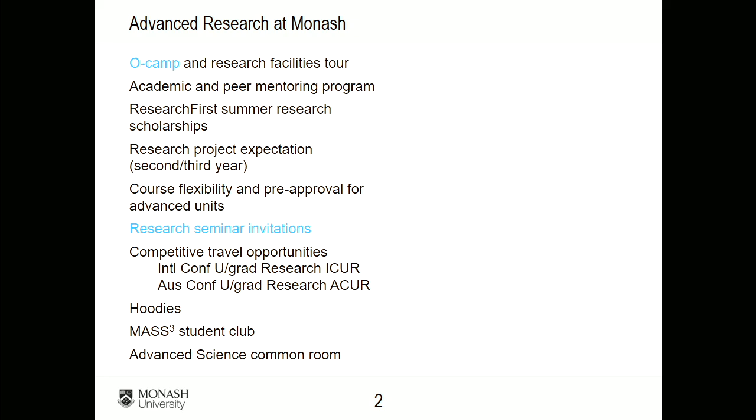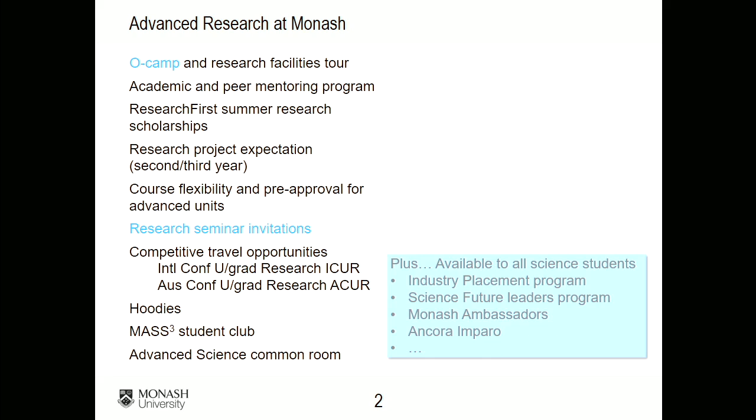You also have your own common room as well. So we have the Science Student Lounge, and then we have the Advanced Science Common Room as well, which is available to you guys. And you also have all of the other opportunities that are available to students who are enrolled in a straight Bachelor of Science. So that includes things like your industry placement programs, Science Future Leaders program, Monash ambassadors, so a whole host of opportunities which I strongly encourage you to have a look at and to get involved in.